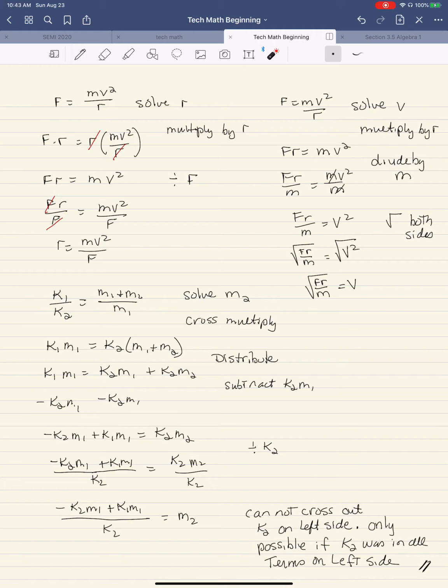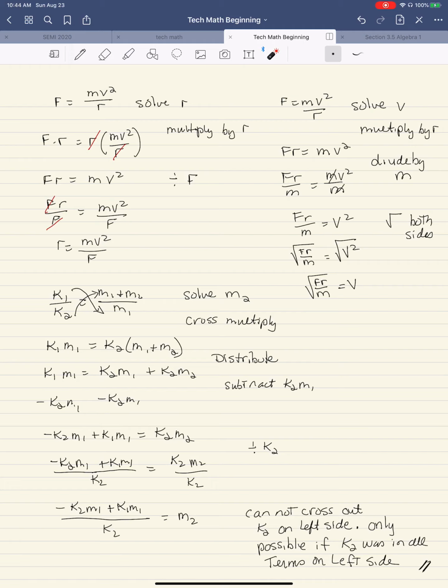k1 over k2 equals m1 plus m2 over m1. Solve this for m2. Because this is set up like a proportion, I'm just going to cross multiply. So when you cross multiply, you cross multiply each diagonal, and there's an equal sign in the middle. So when I cross multiply the k1 with the m1, it becomes k1 times m1 equals, now I do the other diagonal, k2 parentheses, m1 plus m2. I need parentheses on this because there are two quantities here.